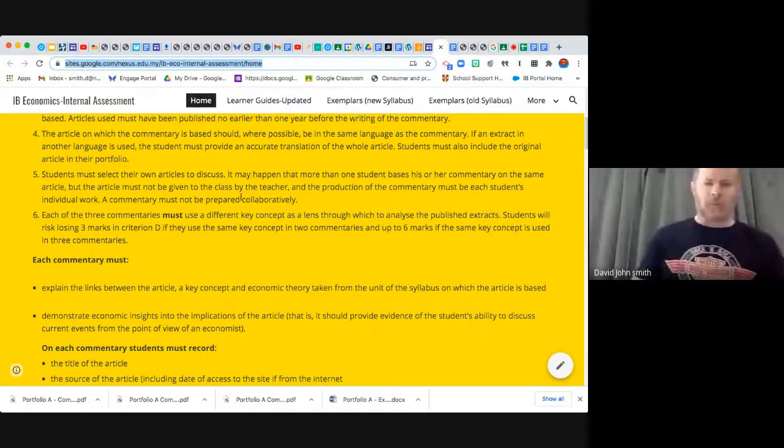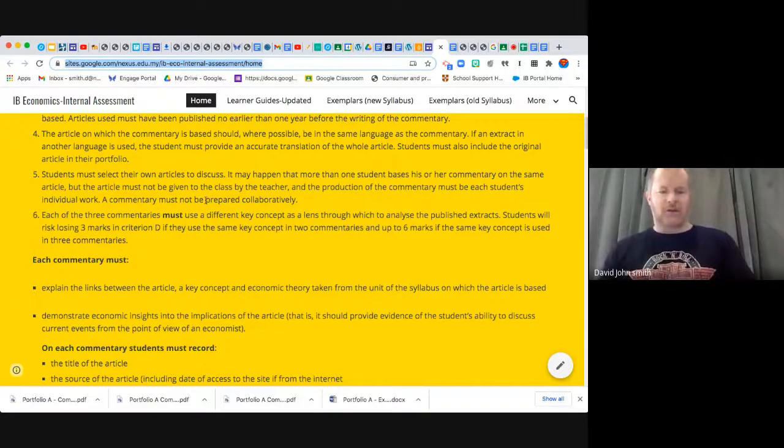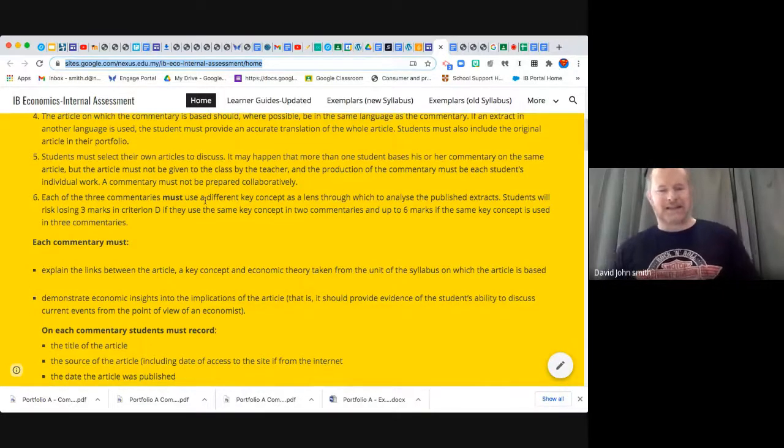All right. Students must select their own articles. I'm not technically allowed to give you an article. I mean, the old style was for me to say, here's your article, write it up. Right? I'm not supposed to give you the article. However, I can give you feedback on whether the article is appropriate or not. Okay.